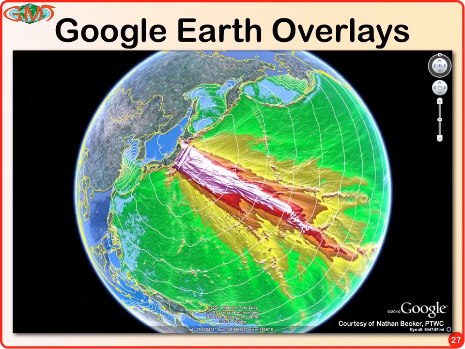Google Earth. This is a screenshot that Nathan Becker from PTWC provided me. It shows a GMT plot of the kinetic energy of the wave caused by the Japan earthquake, superimposed with the travel time contours. So this allows PTWC to look at the data from different angles and share with city and state civil defense, and also with the media, I suppose, to explain what is happening and how things are spreading out.